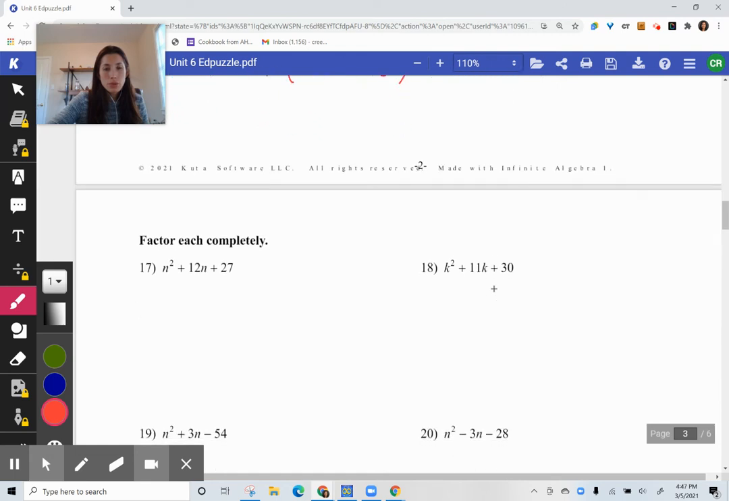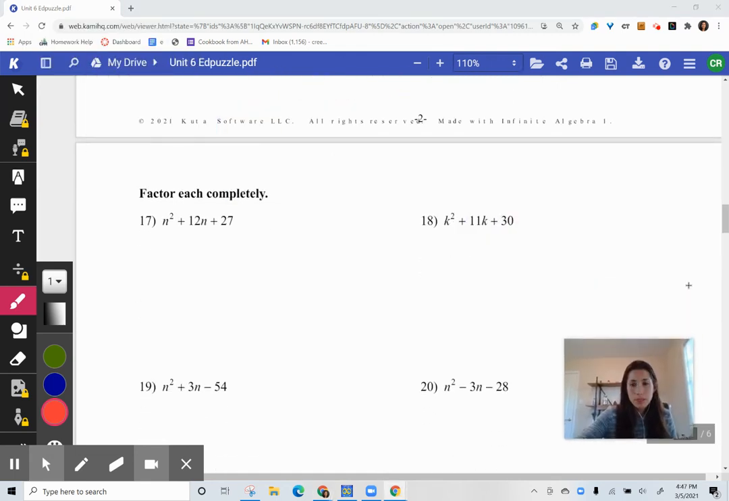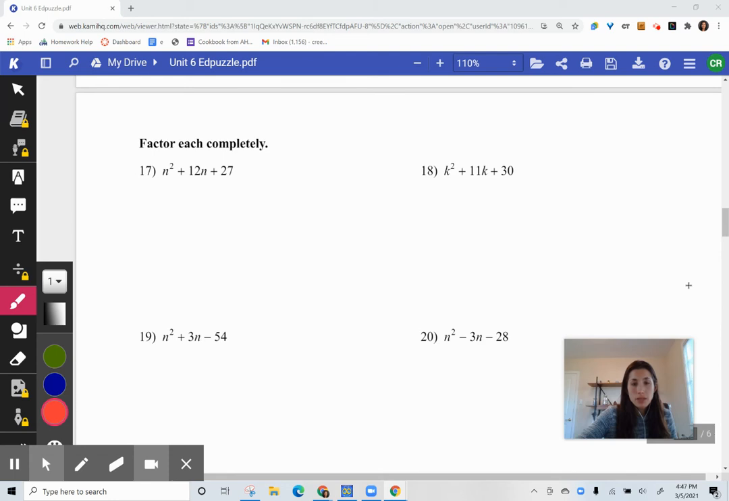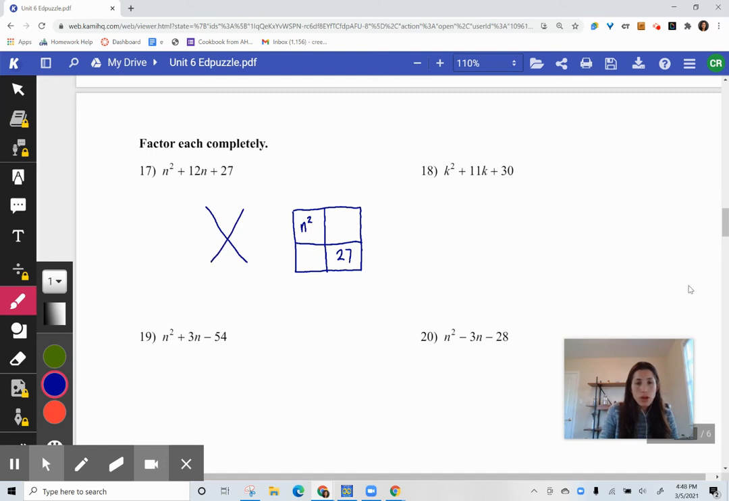Okay, and the last set of questions, we're going to be factoring completely. So to factor these completely, we are going to use that box and diamond again. So for each of these, you're going to do a box. And we're going to put the first term in the first box, the last term in the last box. So first box being top left here. First term goes in the first box, n squared. Last term, 27, goes in our last box. We now create a diamond here. We multiply these two, put them to the top of the diamond.